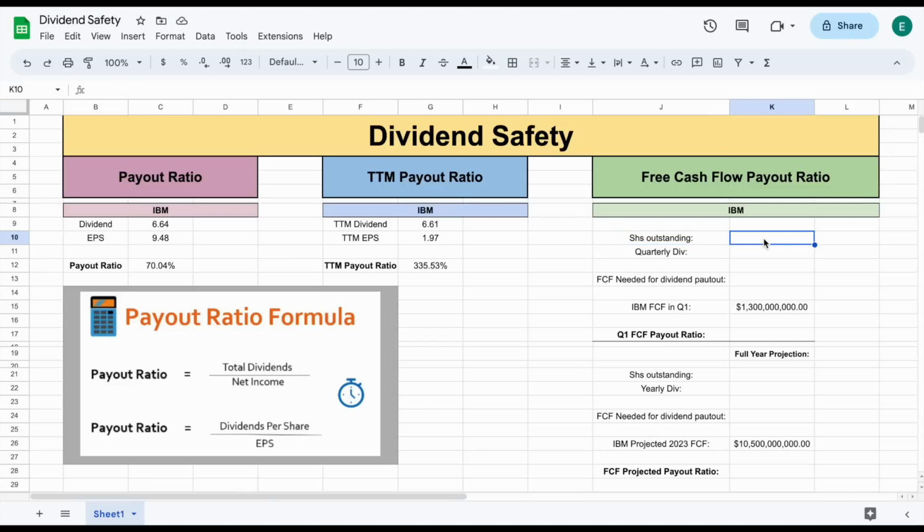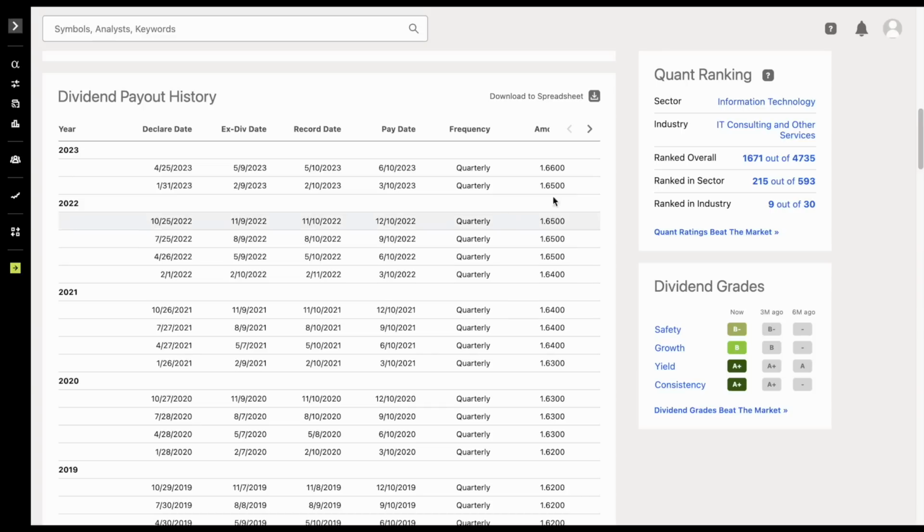And I'll go ahead and plug it in. You can find this in a lot of different places. Obviously, I like to use Seeking Alpha, but here's our number. We have 907 million shares outstanding. Now we need to know what the quarterly dividend payment is. And so like we already saw, 165 is the quarterly dividend payment.